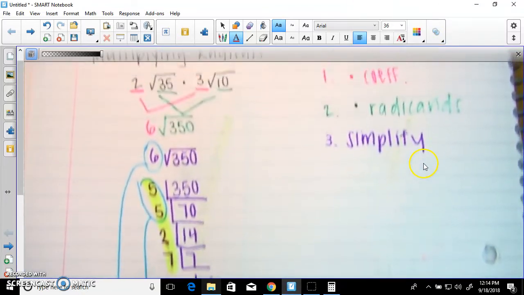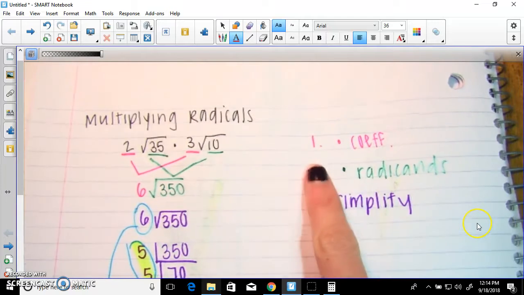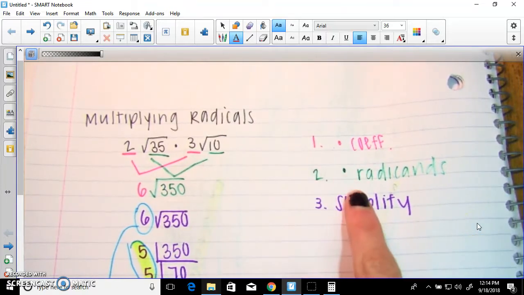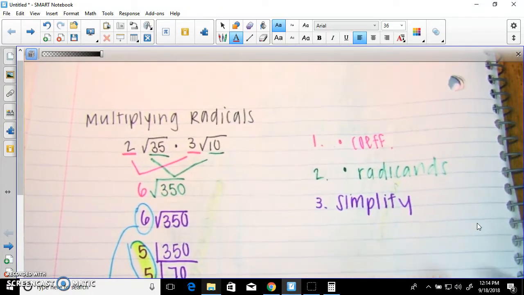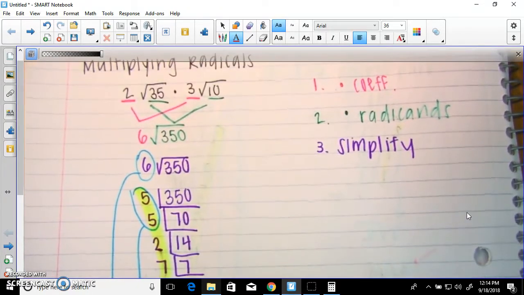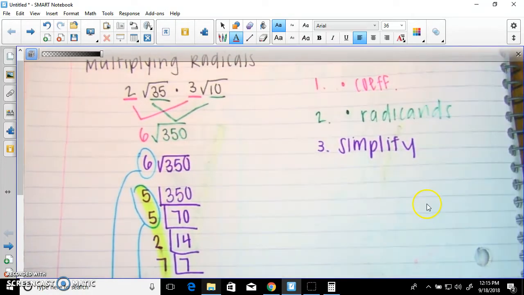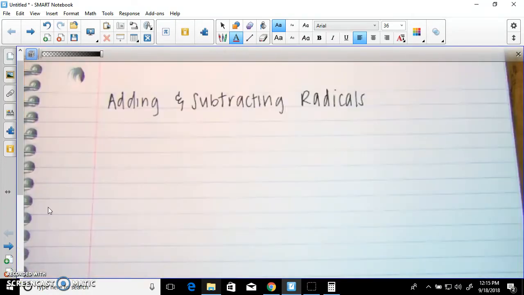So again, when you're multiplying radicals, think about these 3 steps. Multiply the coefficients, multiply the radicands, and then simplify. And look back at these notes to see if you're doing all of those steps. All right, we're going to move on to adding and subtracting radicals. Again, we're going through each of these because adding and subtracting is a slightly different process than multiplying. So it's important that you understand how to do each of them.